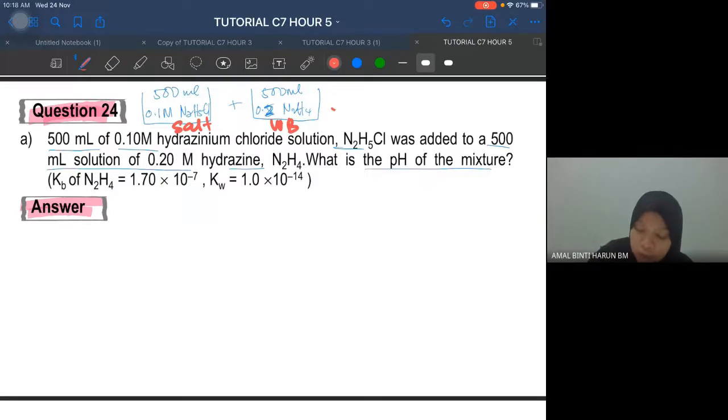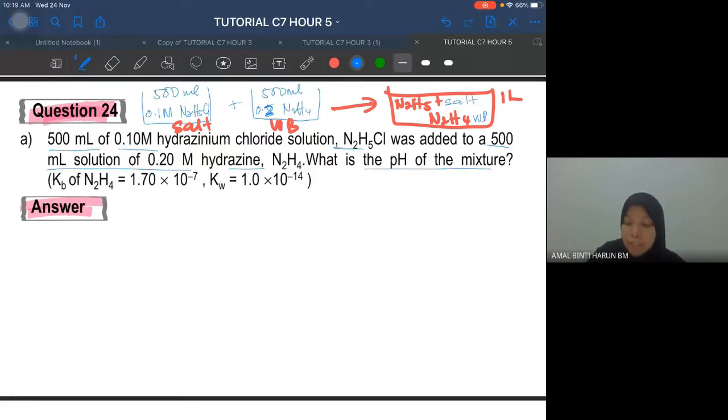Okay, so dia akan hasilkan buffer. Kalau 500 ml dah 1 liter. So dalam buffer ini terdiri daripada N2H5 plus and N2H4. So this is the salt and this is weak base. So dia dah jadi basic buffer. Okay. Sedangkan soalan ni dia tak mention pun buffer kan. Tiba-tiba dia minta kita cari pH.